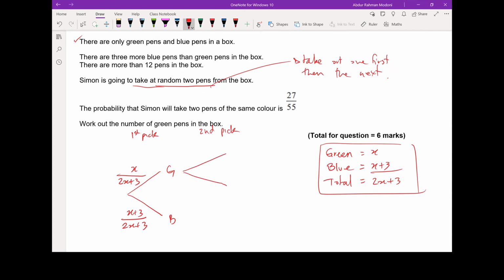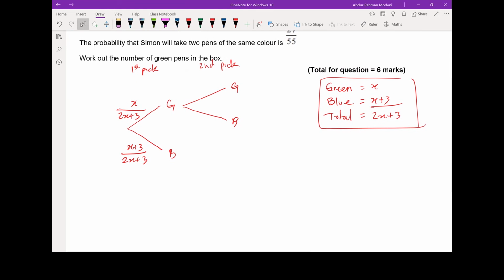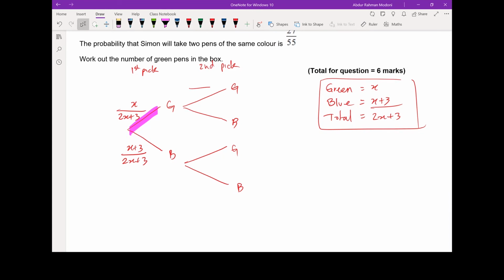In the second pick, again, there's 2 outcomes because there's still a green and a blue. And likewise, we need to consider all the possible outcomes. So what happens if we pick a green first? That's along this route. And what happens if we pick a blue first? It will go along the other route. So let's consider this route here first. If we pick a green first of all, the total number of pens goes down by 1. So it'll be 2x plus 3, take away 1, which is 2x plus 2.